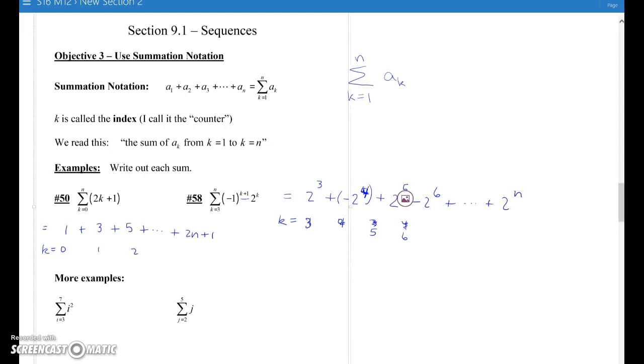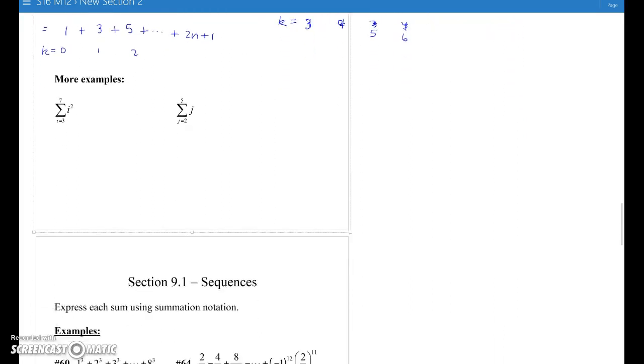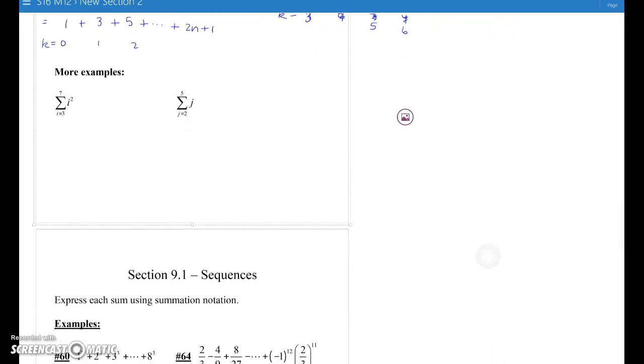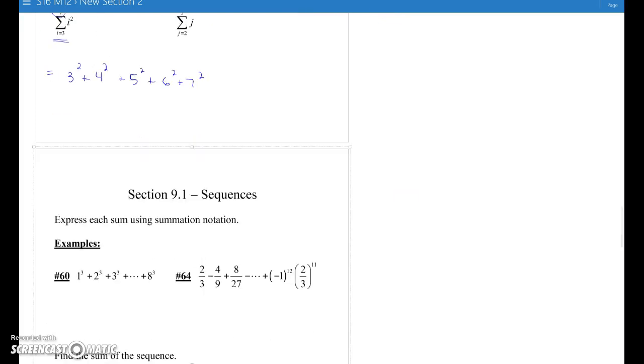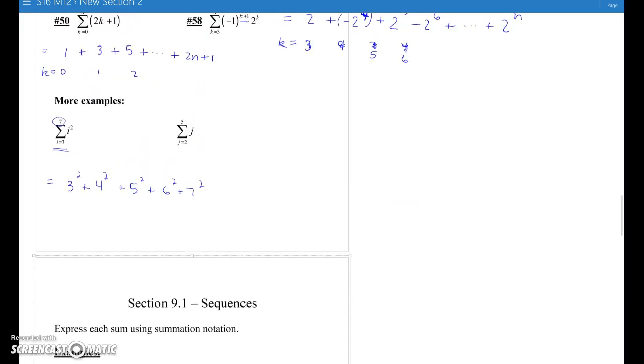And then you stop. Okay, so here are some more examples because I just wanted you to have some more practice with how these summations work. This one says start with i equals 3 and go until i equals 7. So you have 3 squared plus 4 squared plus 5 squared plus 6 squared plus 7 squared. So that's the meaning of that summation notation. Then we also have this one, it says just add j when j is 2, and then j is 3, and then j is 4, and then j is 5, and then stop. So that's the meaning of that summation notation.